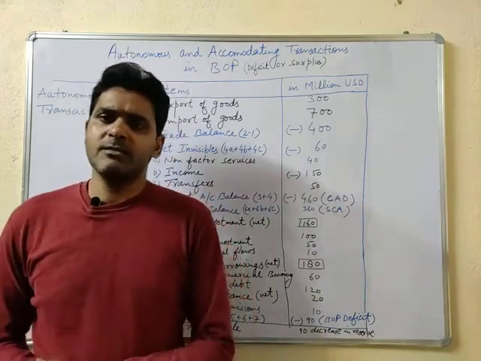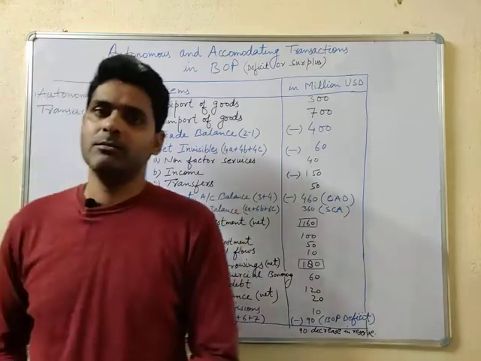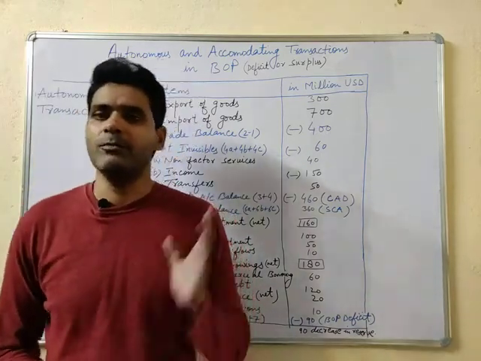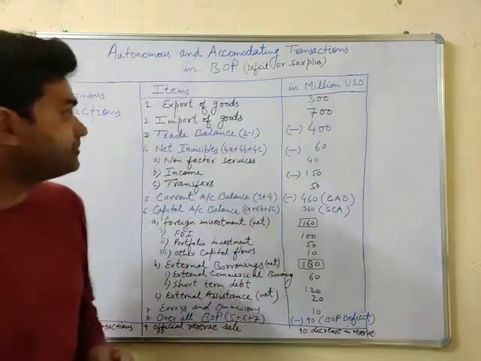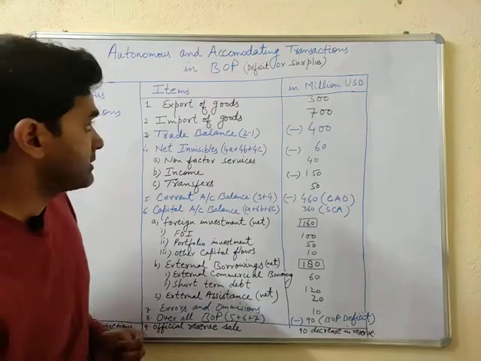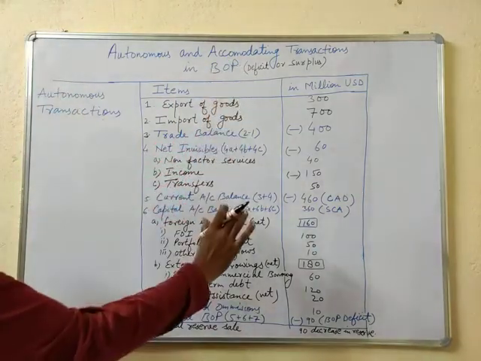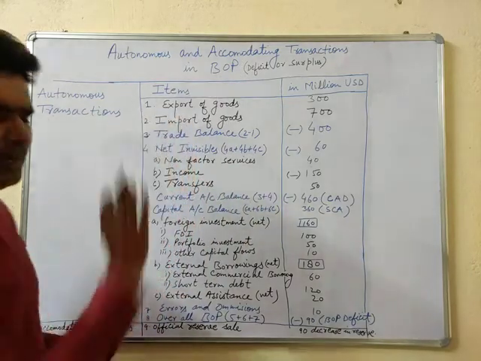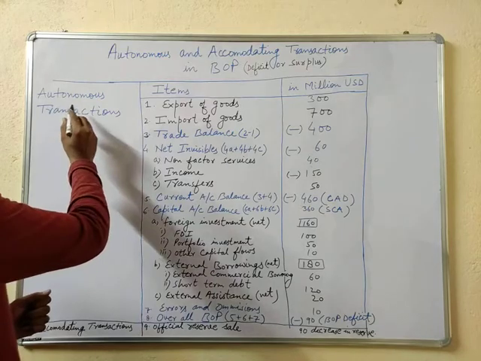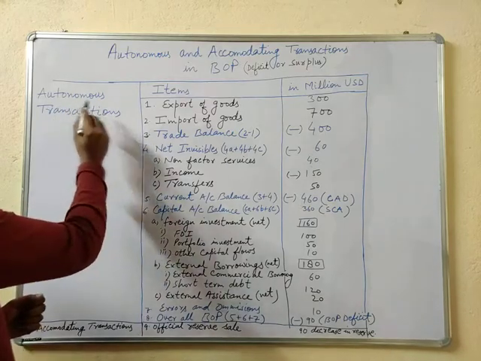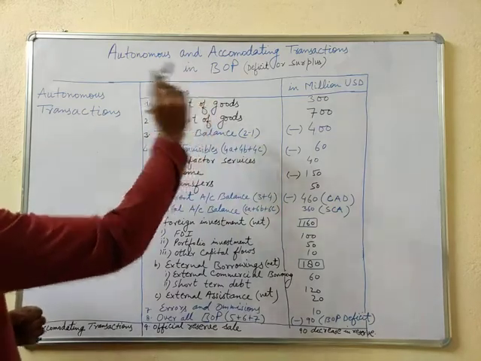To understand these transactions, first I have written a numerical problem for all of you. First let me read it for you. It's a tabular presentation of a hypothetical economic balance of payments. These are the autonomous transactions. Items, under the items there are exports of goods, import of goods.